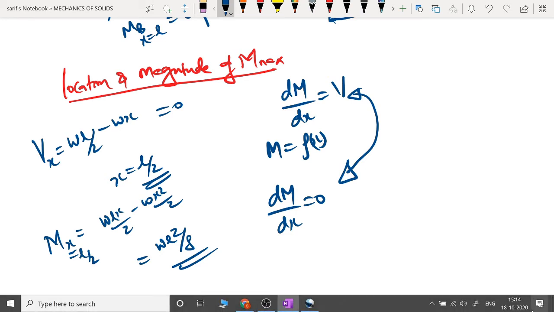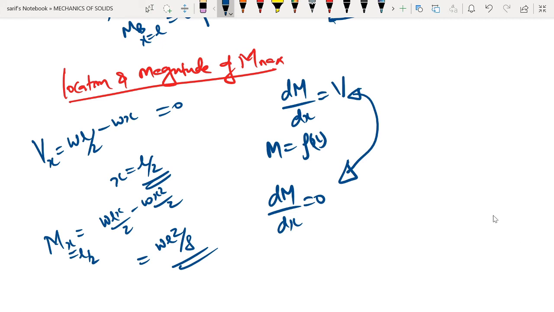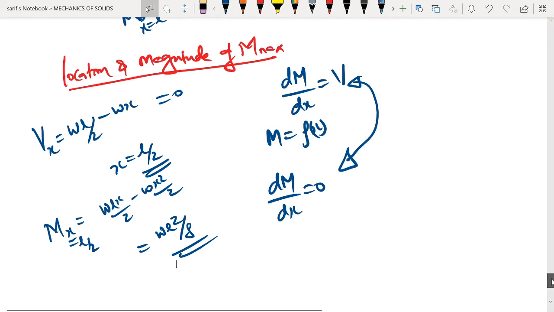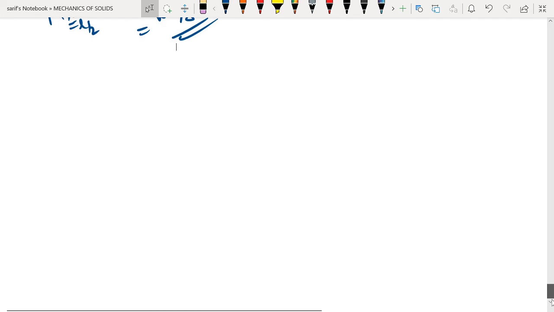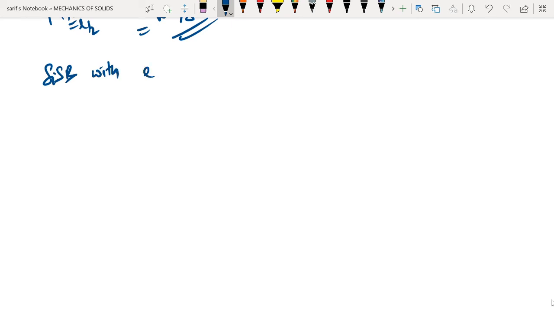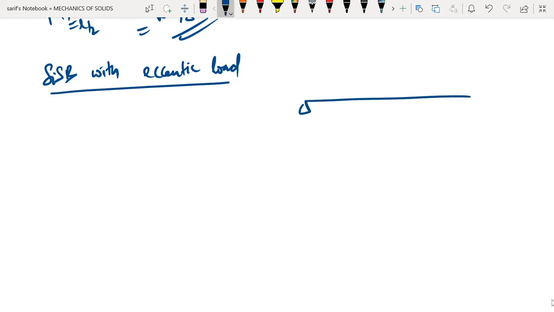So with this, we stop this short lecture, and maybe we will continue and do one more problem. Let us try to consider another case regarding simply supported beam. The next case is a simply supported beam with an eccentric or a non-central load. Simply supported beam with an eccentric load. This is what we are having.